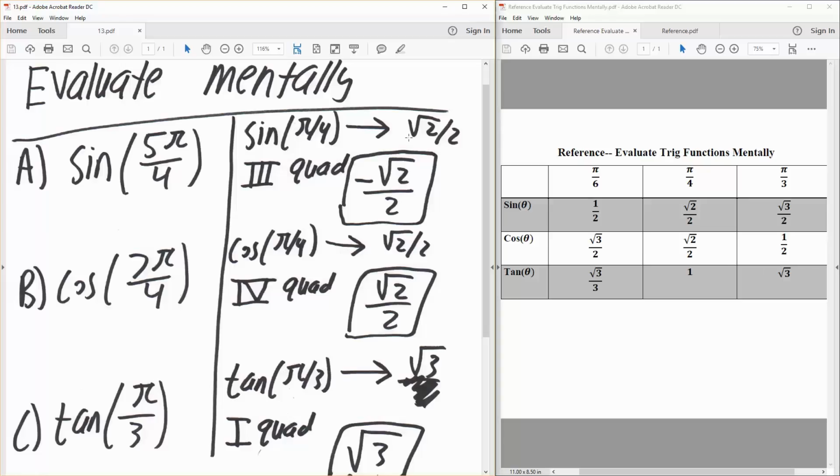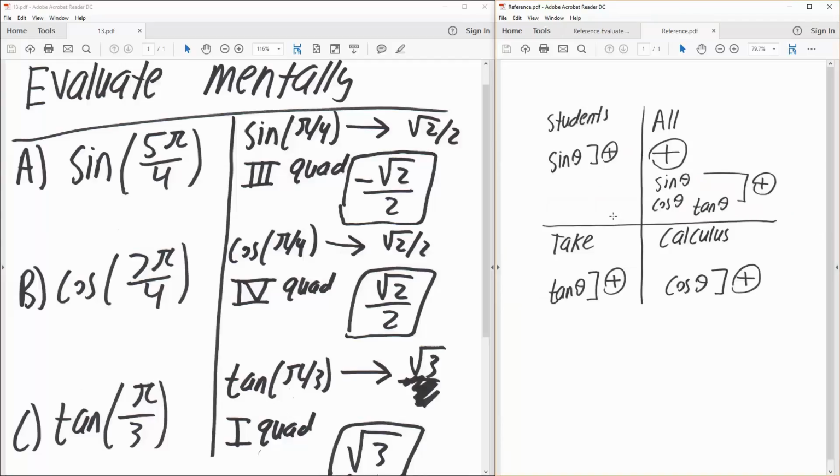And so the next step is whether this is going to be negative or positive. And so we do this by the thing we said, all students take calculus. So we know that 5 pi over 4 is going to be in this quadrant. It's going to be in the quadrant for T, so take or tan. Since we have sine, it's therefore going to be negative. So the answer for sine 5 pi over 4 will be negative square root of 2 divided by 2, since 5 pi over 4 is only positive for tan.